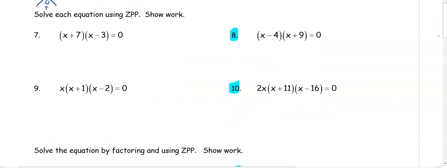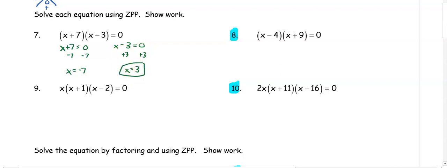In the next section, we are going to solve using ZPP, which is zero product property. So each parenthesis with an x, or each term that has an x, is going to get set equal to 0. So we have x plus 7 equals 0, and x minus 3 equals 0. So in our first equation, we're going to subtract 7 from both sides, so x equals negative 7. In our second one, we're going to add 3, so x equals 3.